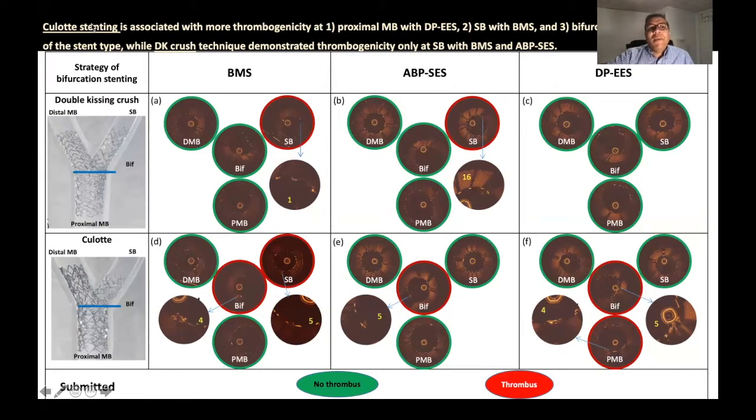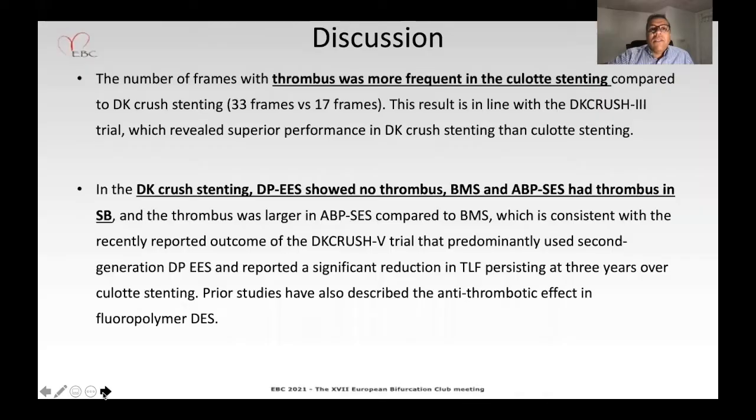At the top, what we have here is the conclusion of this new analysis that has been submitted: culotte stenting is associated with more thrombogenicity, mostly at the proximal main branch in the durable everolimus eluting stent, and also at the side branch in the bare metal stenting, and also at the bifurcation of all the other models. So the DK crush demonstrated mostly thrombogenicity at the side branch of the bare metal stent and the abluminal polymer sirolimus eluting stent. So this is leading me to my discussion slide.